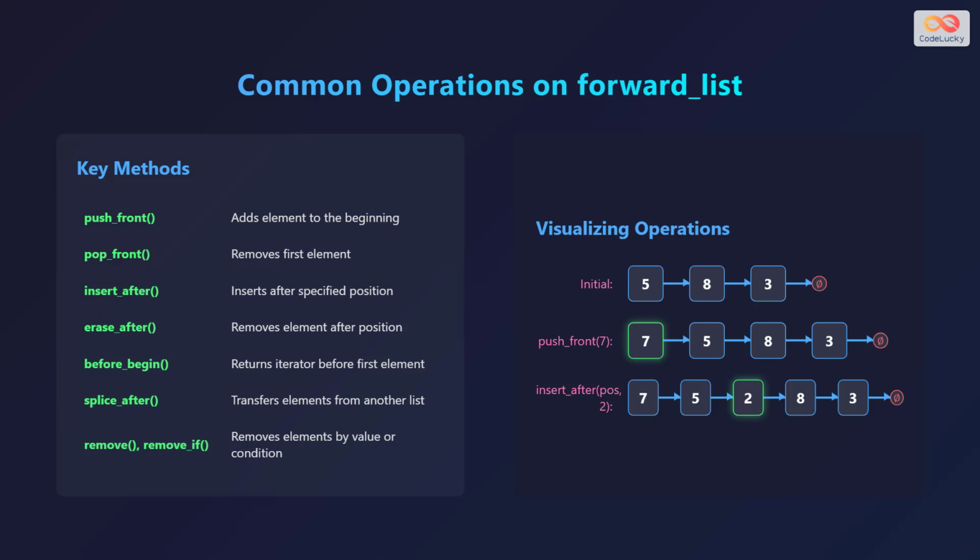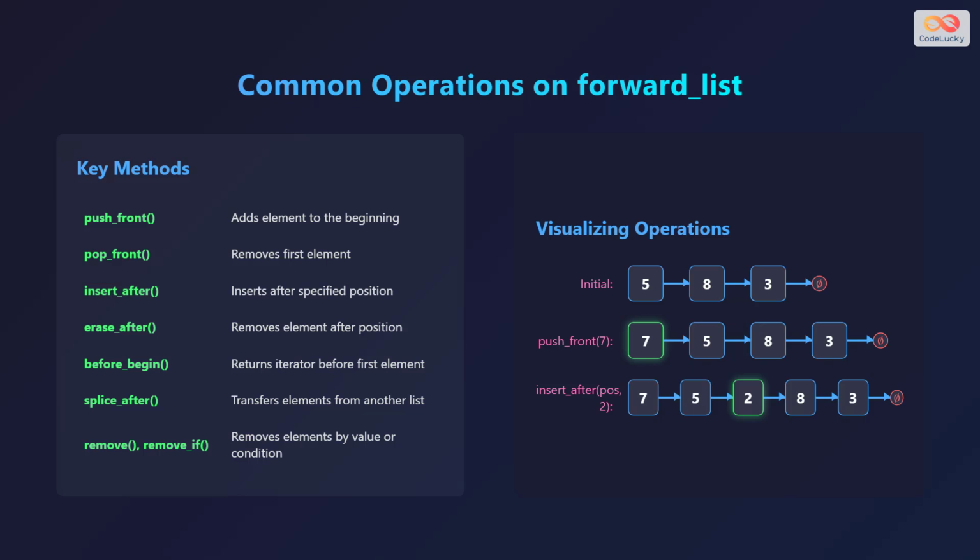Before_begin returns an iterator pointing to the position before the first element, which is useful for inserting at the beginning. Splice_after transfers elements from another list into the current list, and remove_if allows you to remove elements based on their value or a specified condition.